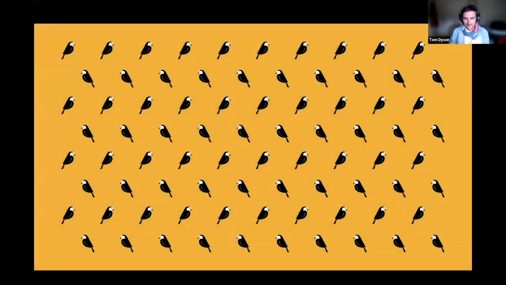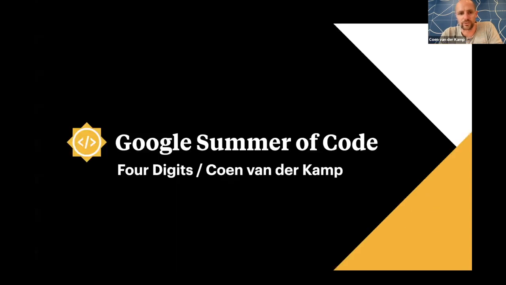Yes, hello. I hope I'm audible. My name is Koen and I work at 4Digits in the Netherlands. And I'm a Wagtail core team member. I'm also a Google Summer of Code mentor and I'm organizer of Wagtail.space. I'll start with an invitation to Wagtail.space and then continue on the topic Google Summer of Code.